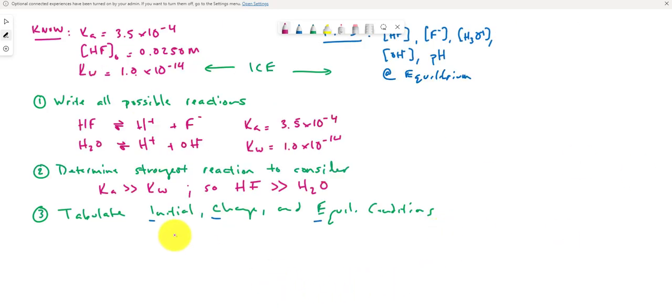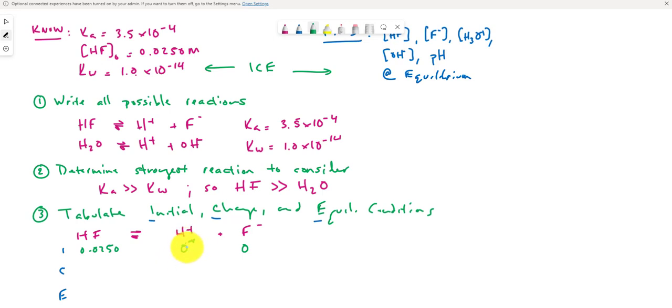So our next step then, once we've identified the likely dominant reaction, which we've considered as HF, we need to tabulate what the initial conditions for that reaction are, and then what we would expect the change to be. That will allow us to consider what the equilibrium conditions are, which is what we're trying to compute. So we know that the initial condition is 0.025 molar of HF, but we know some amount of that's going to break up. We're going to say that we don't have any protons in water.